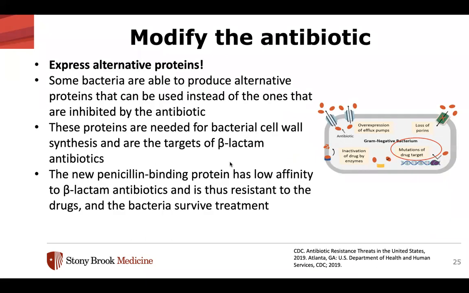Another way is expressing alternative proteins. Some bacteria are able to produce alternative proteins that can be used instead of the ones that are inhibited by the antibiotic. These proteins are needed for bacterial cell wall synthesis and are targets of beta-lactam antibiotics. The example would be Staphylococcus aureus, which can acquire the resistance gene mecA and produce a new penicillin-binding protein. The new penicillin-binding protein has a low affinity to the beta-lactam antibiotics and is thus resistant to the drugs, and the bacteria can survive treatment this way.